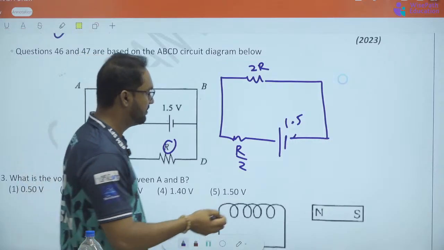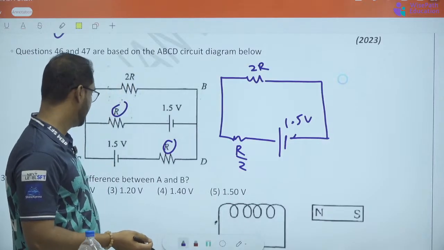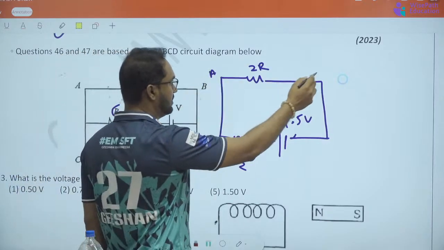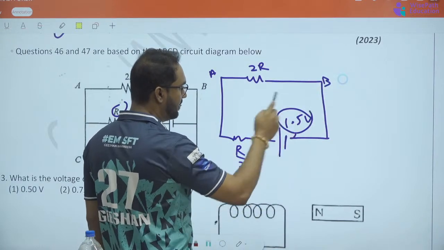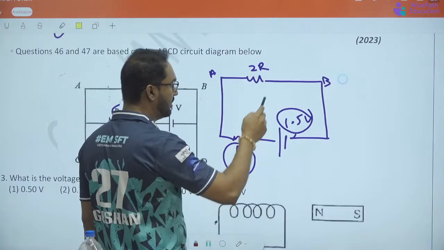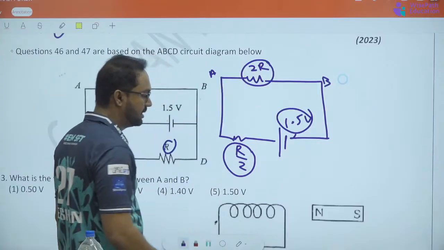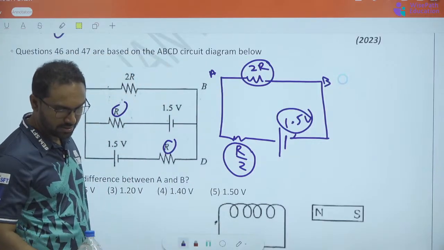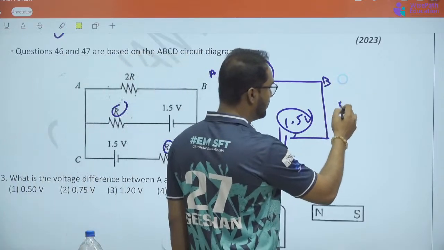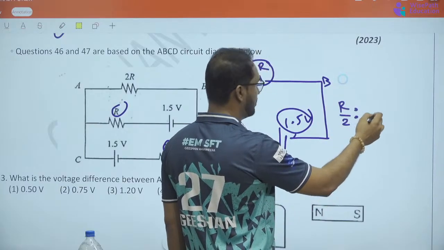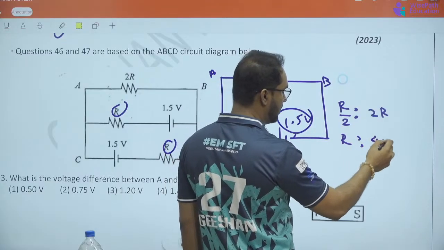And the voltage is 1.5 volts. So what's the question again? Voltage difference between A and B. This is A, this is B. So now the voltage 1.5 is divided between two of these resistors depending on their resistances, right? So the ratio is R over 2 is to 2R, which is basically R is to 4R.